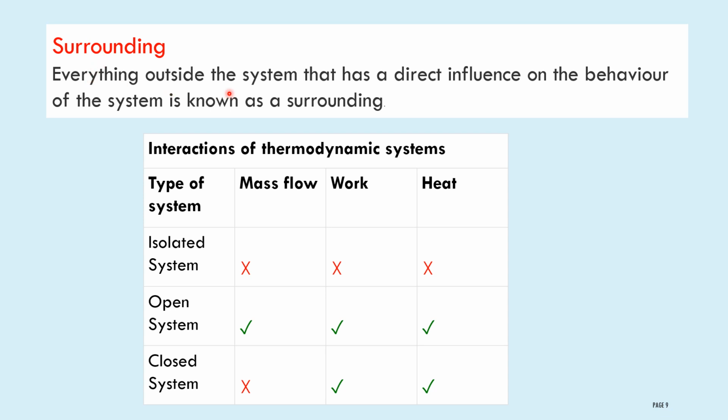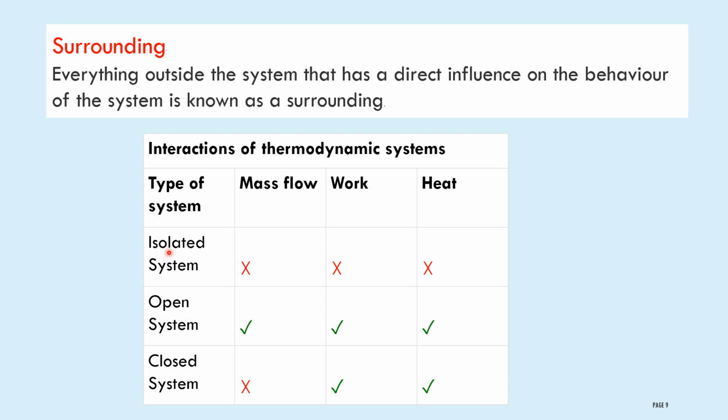Surrounding: everything outside the system that has a direct influence on the behavior of the system is known as the surrounding. Interaction of thermodynamic systems.